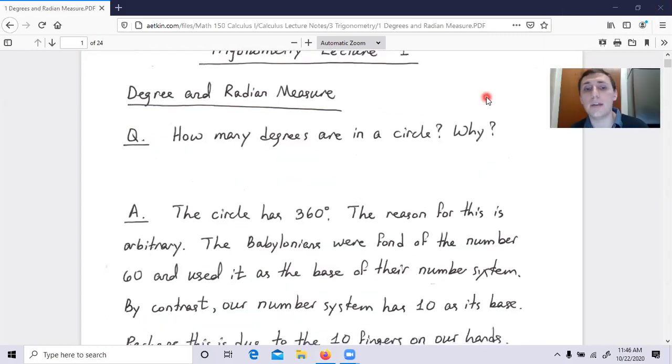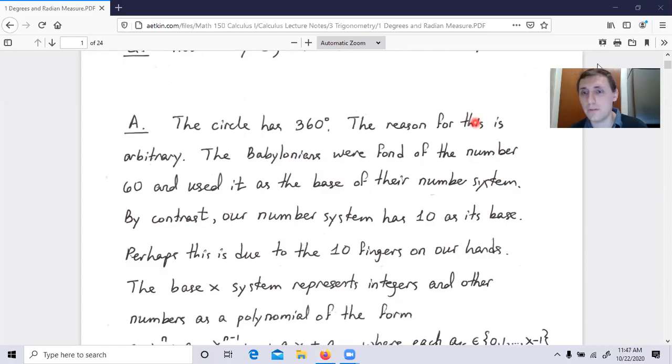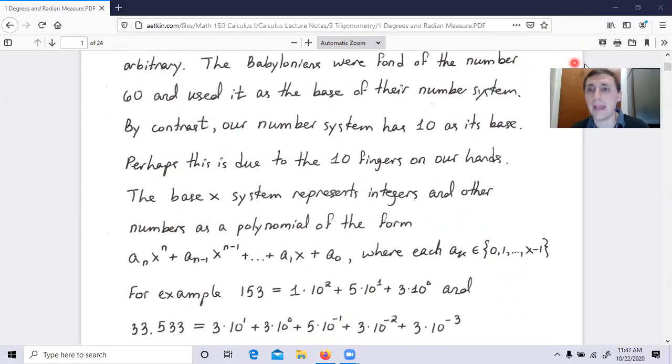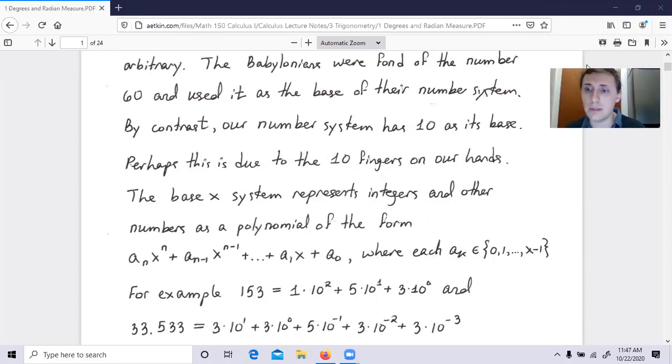It's absolutely arbitrary. There is no reason why it's 360 other than the fact that Babylonians were fond of base 60 numbers. And what are base 60 numbers? Like we have base 10 numbers. Maybe because we have 10 digits, right, on our hands. Maybe because of that we have 10. So at least it seems intuitive to me that we would have 10 fingers.